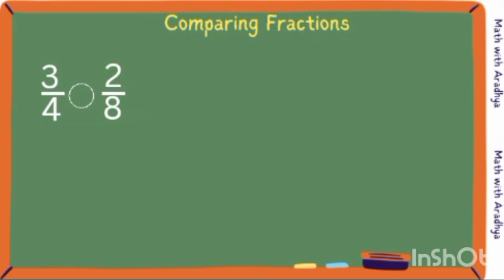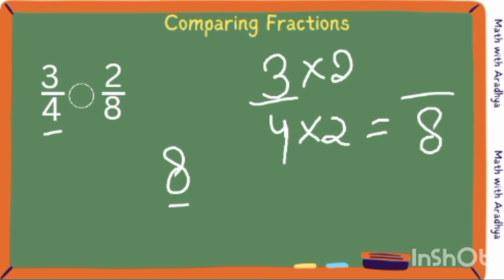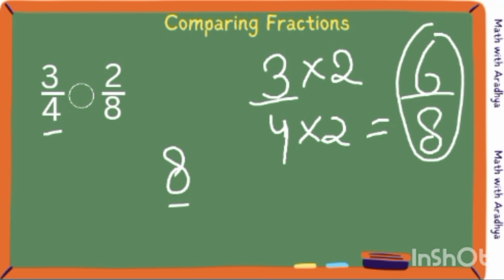So we are going to write 8 over here. Now we need to see what we multiply with 4 to get 8. If we multiply 4 with 2, we get 8. What we multiply with the denominator, we need to multiply the same with the numerator. So 3 multiplied by 2 gives us 6 by 8. It means 3 by 4 can be converted into 6 by 8 by multiplying both the numerator and denominator by 2.